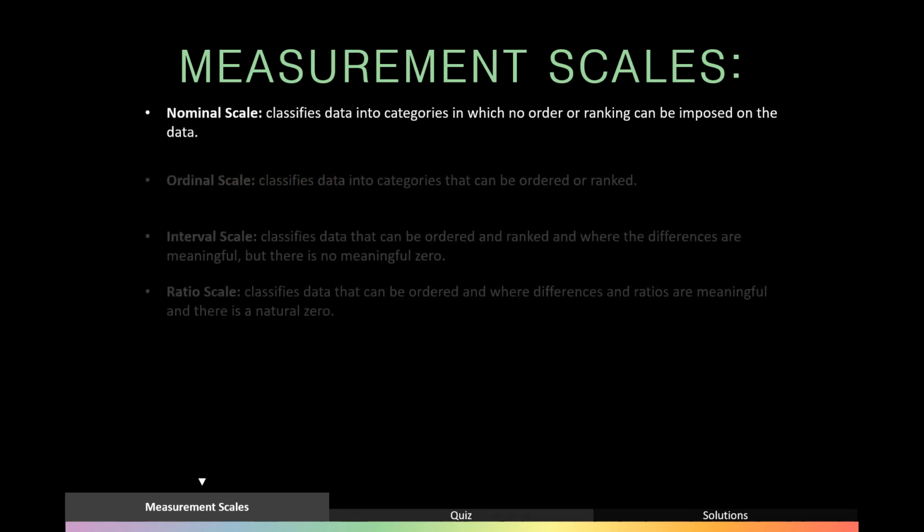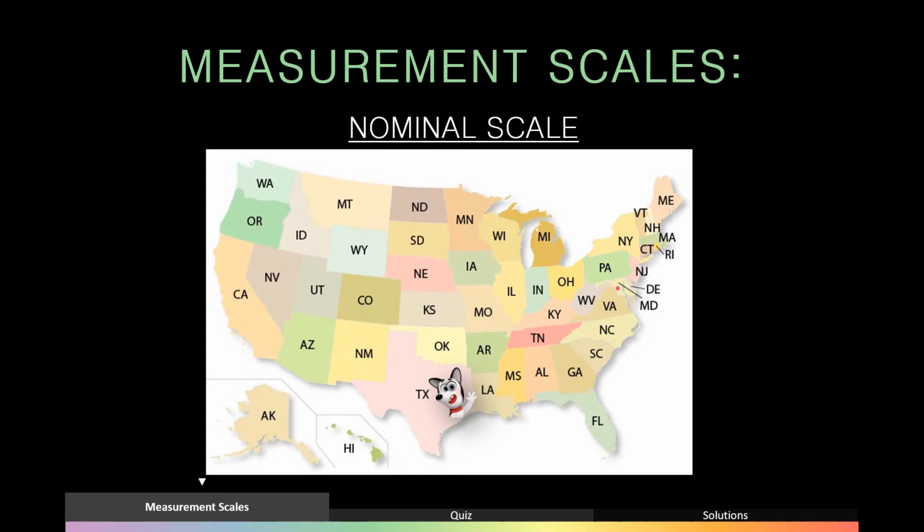Nominal scale classifies data into categories in which no order or ranking can be imposed. For example, if we had a variable that could take on a specific state from all of the possible US states, we can see that this is qualitative data and there is no intrinsic ranking or natural order to our data. So we would say that this scale of measurement is nominal.